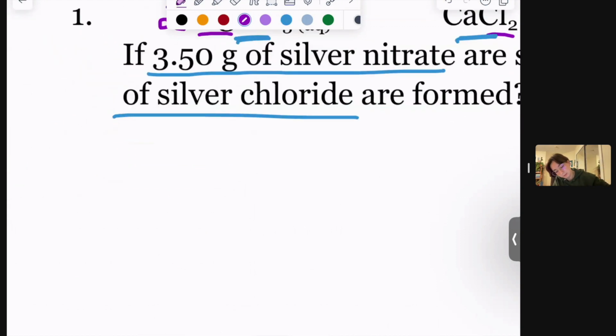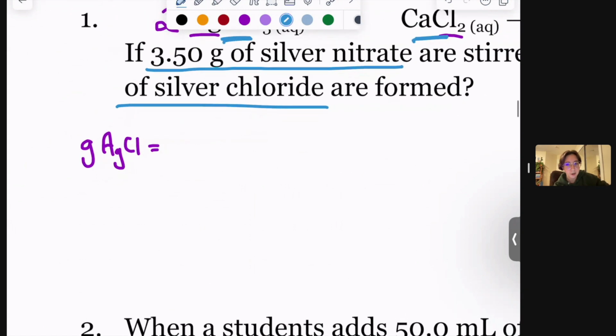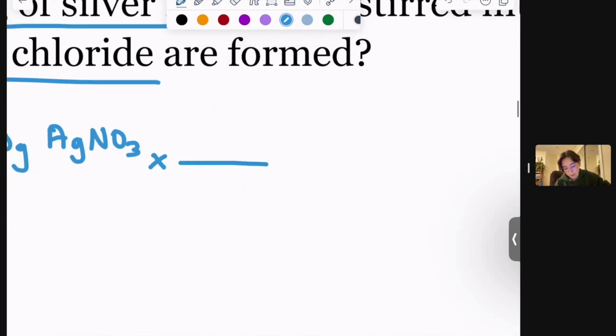When I'm doing stoich, I like to write my goal over to the side so I remember where I'm going. And I like to do this all in just one big stoichiometry problem. You totally can do multiple steps if that makes more sense to you. But here's how I'm going to go about it. I'm going to start with a known. My known is the 3.50 grams of silver nitrate. And I'm just going to cancel things out until I get to my goal.